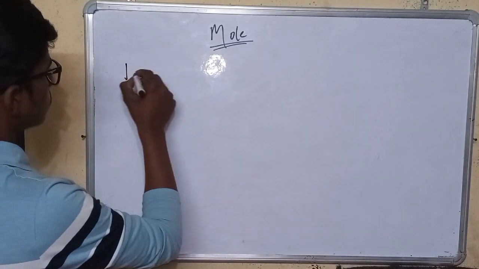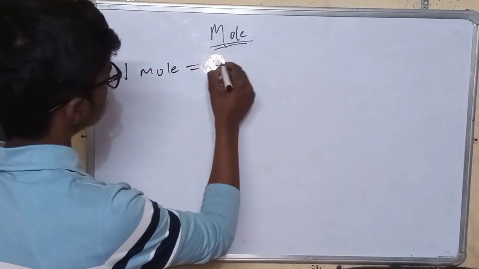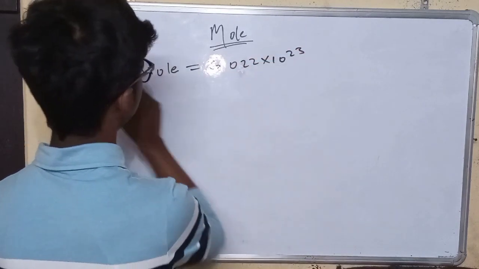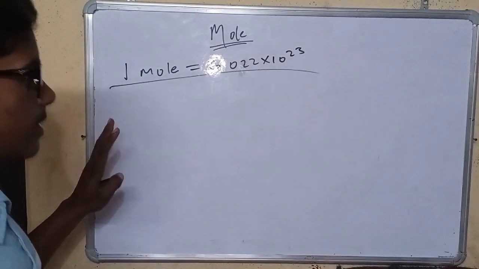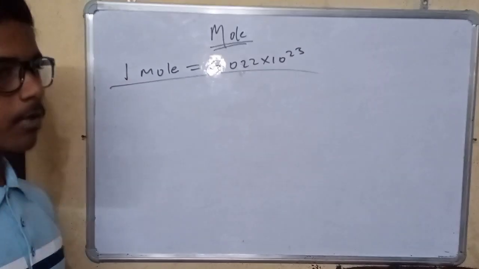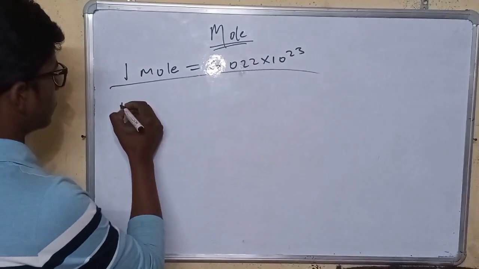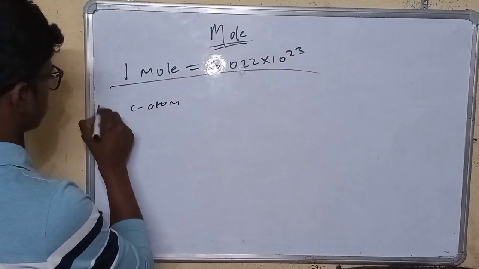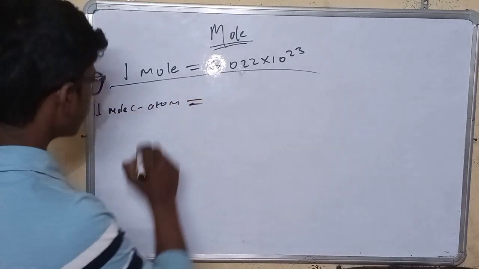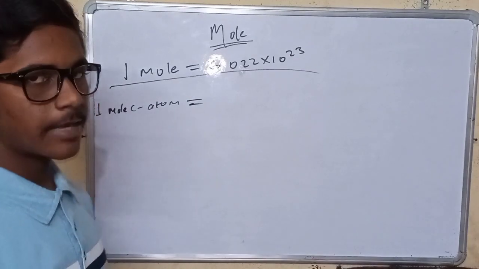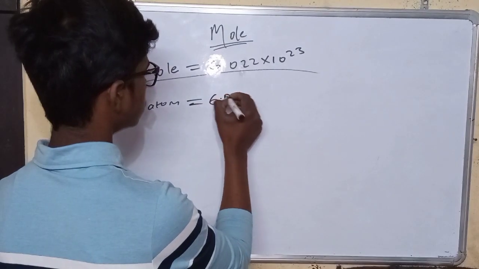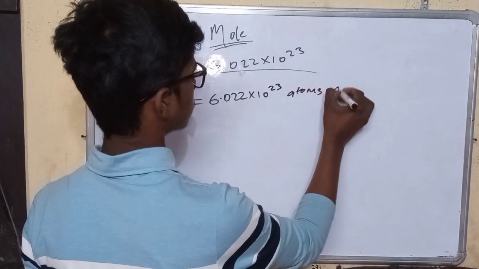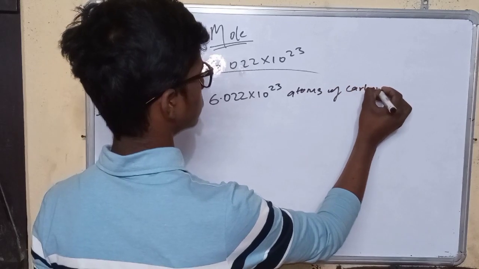We understood 1 mole is equal to 6.022 × 10^23. Now let's understand with an example. If we say I have 1 mole of carbon atoms, it means we have 6.022 × 10^23 atoms of carbon.